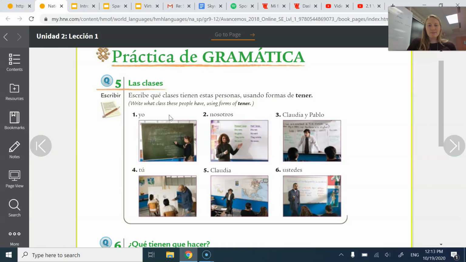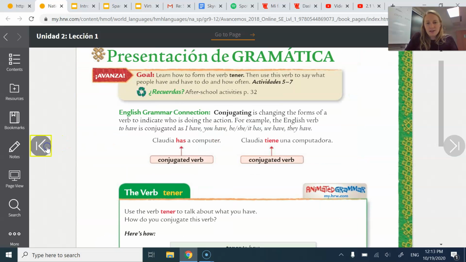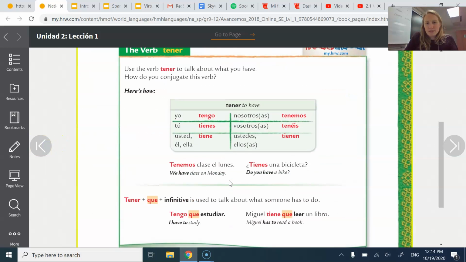Okay, so yo tengo la clase de matemáticas. Nosotros, that's tenemos, we have. So tenemos la clase de inglés. Looks like maybe it's English class, I would say. La clase de inglés. What about this one? Claudia y Pablo. Don't be fooled, chicas. That's just another way to say ellos, they, because we're talking about them in third person, but it's plural. So Claudia y Pablo tienen la clase de ciencias. Sí, la clase de ciencias. Muy bien, that's tienen.